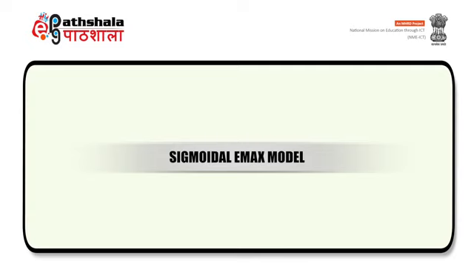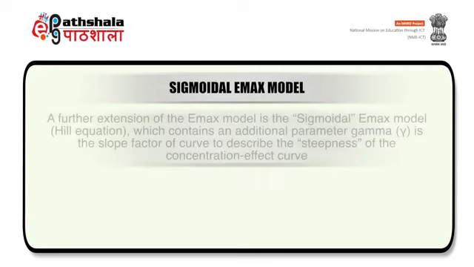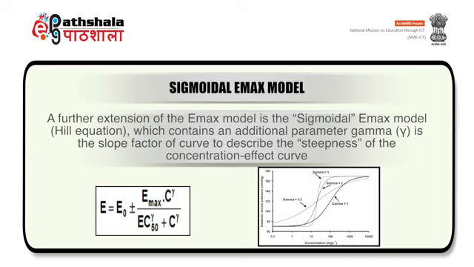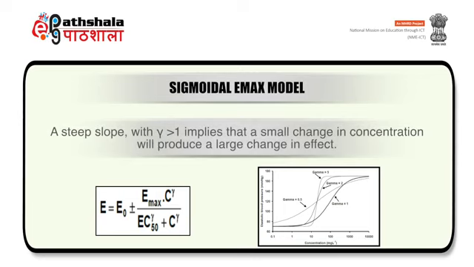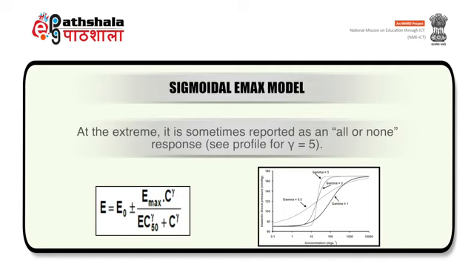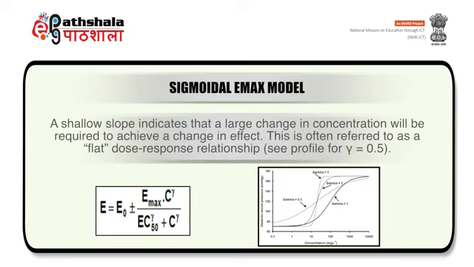Another pharmacodynamic model is the sigmoidal Emax model. It is a further extension of the Emax model. It contains an additional parameter called gamma, which is the slope factor of the curve to describe the steepness of the concentration effect curve. A steep slope with gamma greater than 1 implies that a small change in concentration will produce a large change in effect. At the extreme, it is sometimes reported as an all or none response. A shallow slope indicates that a large change in concentration will be required to achieve a change in effect. This is often referred to as a flat dose response.